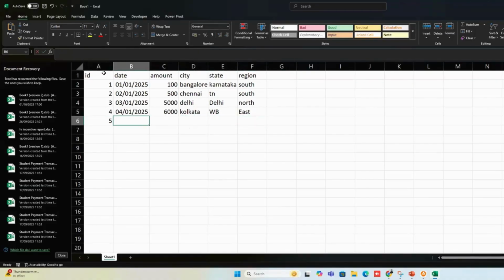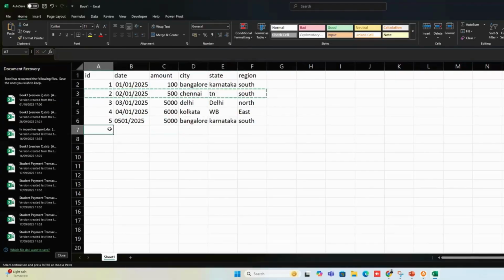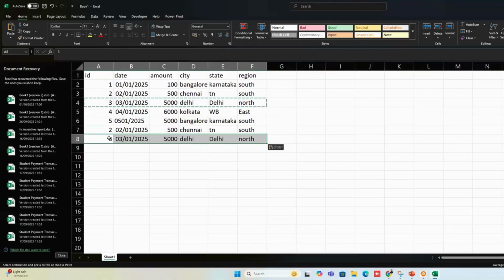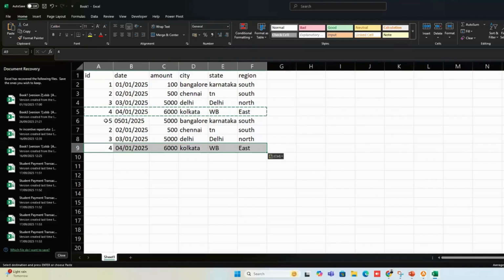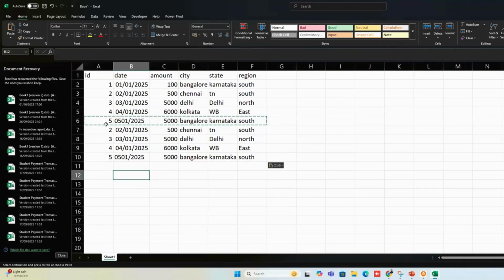And then I have 0501 2025. And again 5,000. Then I'll say Bangalore, Karnataka, and South. All right. Now let me just make some duplicates.